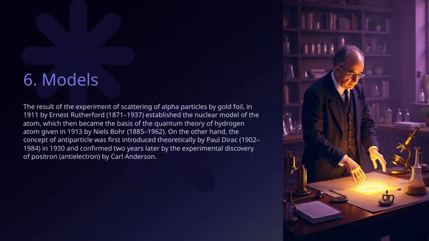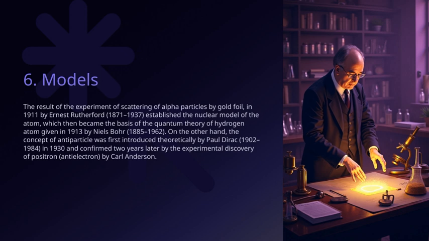Let's look at some key milestones in the development of atomic models. In 1911, Ernest Rutherford conducted his famous experiment where he scattered alpha particles off gold foil. This experiment was groundbreaking because it led him to propose the nuclear model of the atom. Essentially, he showed that an atom has a tiny, dense nucleus at its center, with electrons orbiting around it. This was a huge leap forward from earlier models.